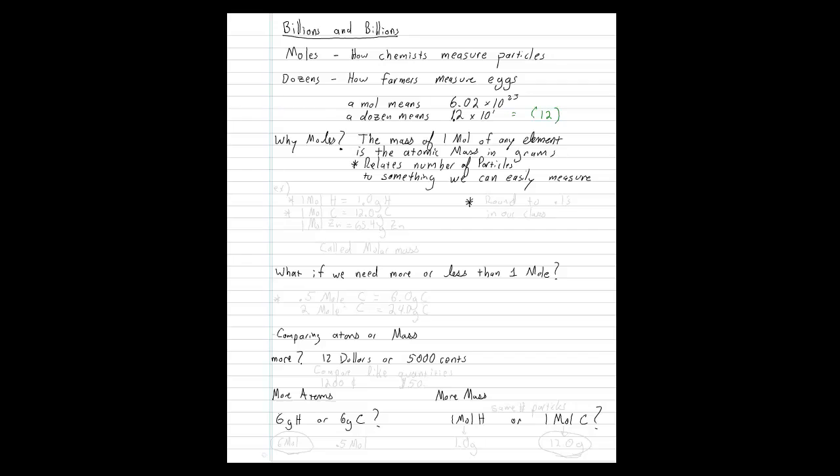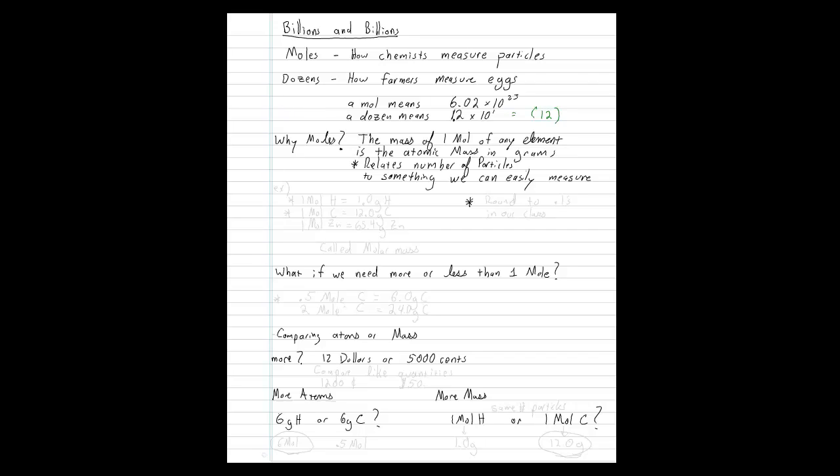I did that on purpose just so you realize it's just a number. Now, the reason why chemists do that is because particles and atoms and ions are very, very tiny. So, why do we use moles? Conveniently, the mass of 1 mole of any element is the atomic mass in grams. What that does is relate the number of particles to something that we can easily measure by weighing.